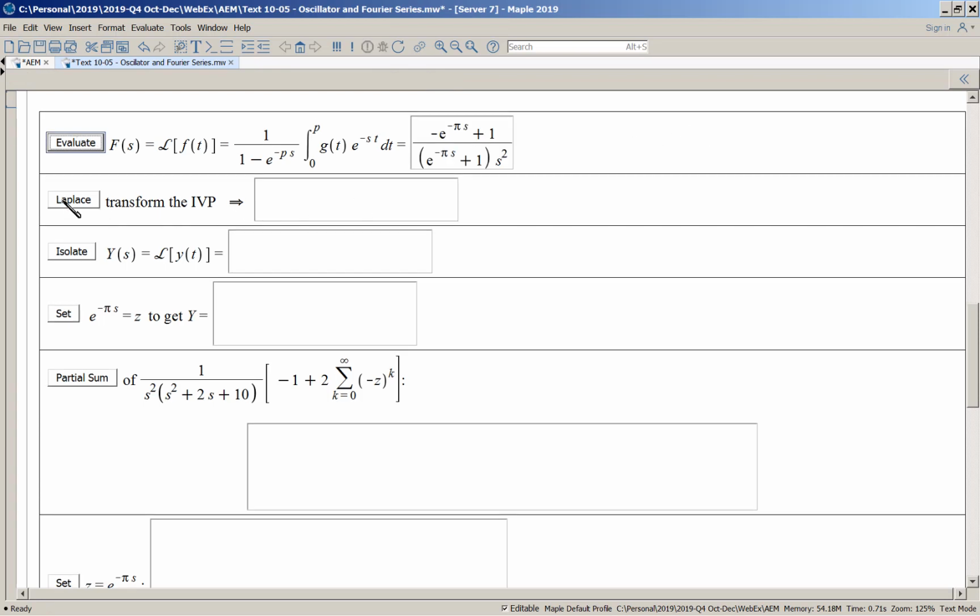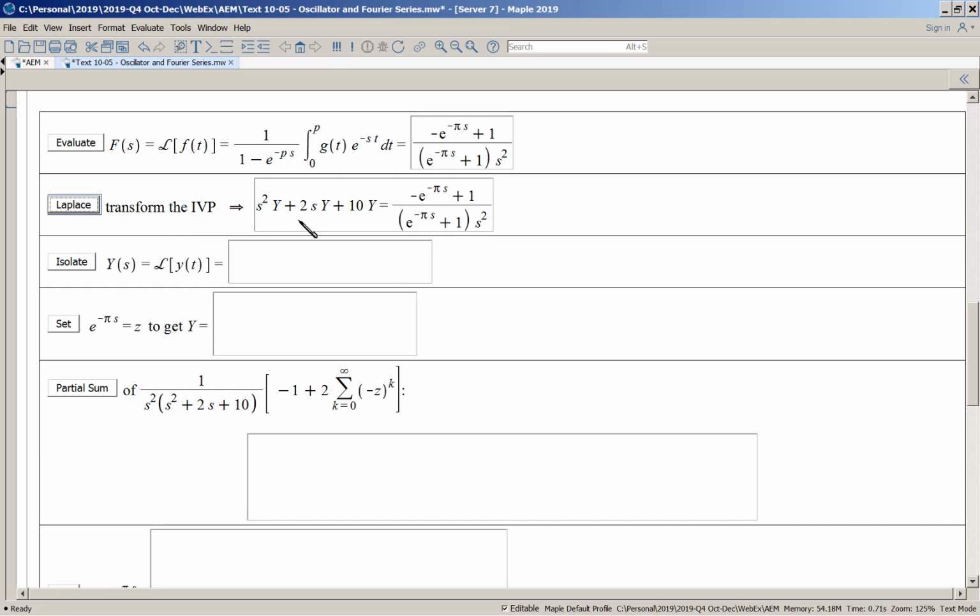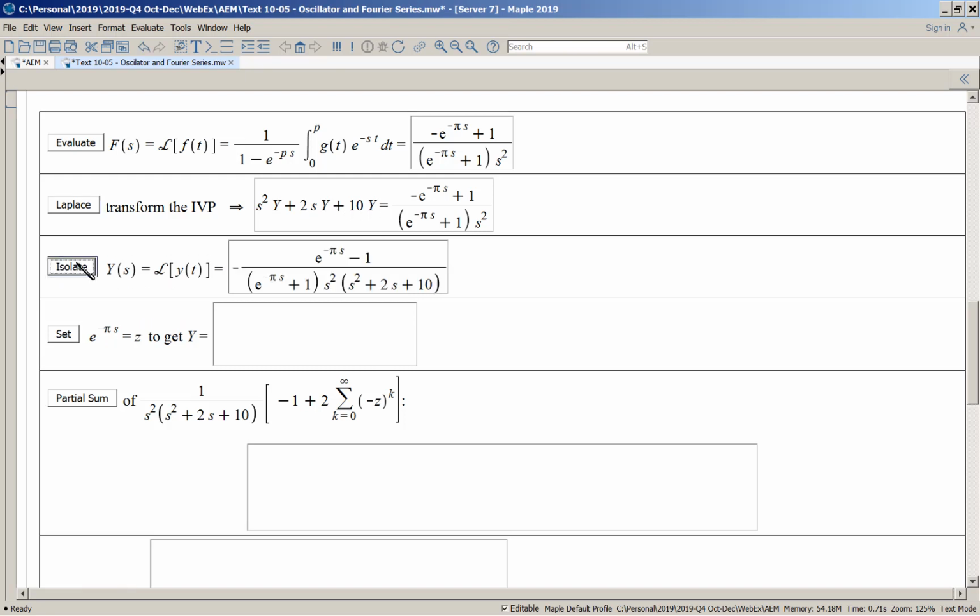Then we have to transform the left-hand side of the differential equation and set it equal to the transform of the right-hand side. I've applied the boundary conditions. Next step is to solve for y, or isolate y, and then you want to invert this transform. Well, this is not an elementary transform. These exponentials make life miserable.